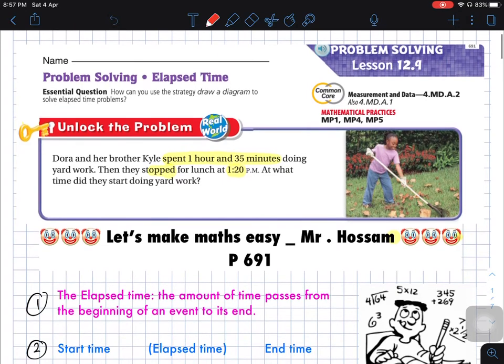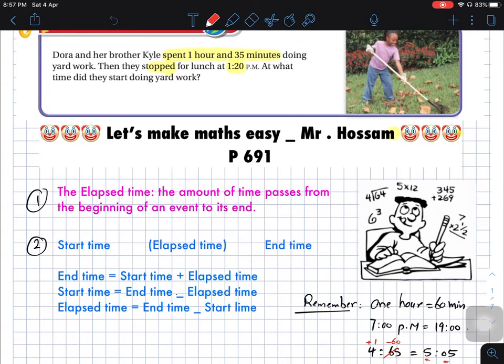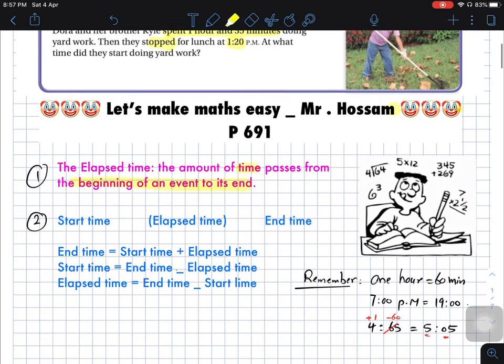This video will be about chapter 12, lesson 9: elapsed time. What do I mean by elapsed time? The elapsed time is the amount of time that passes from the beginning of an event to its end. So if the question is talking about elapsed time, you have to care about 3 points: first of all, the start time, the elapsed time, and the end time.